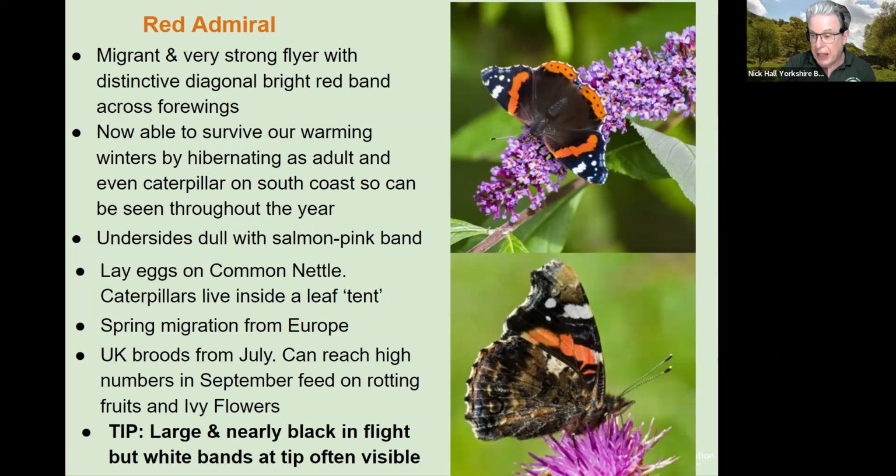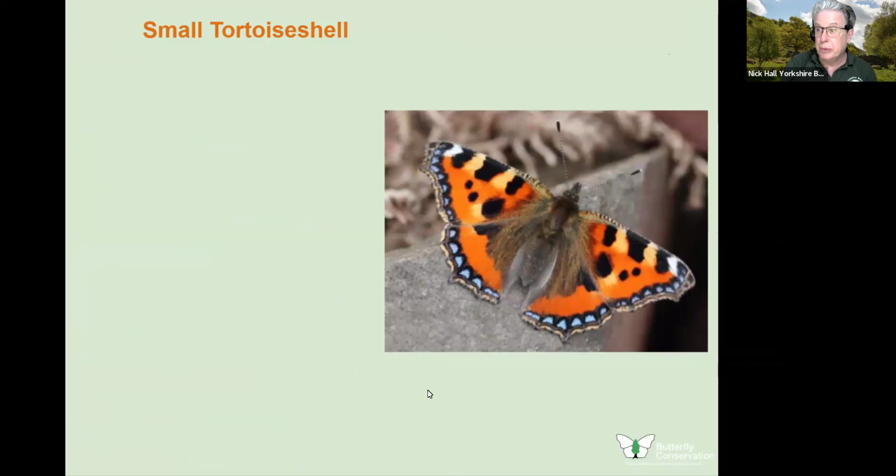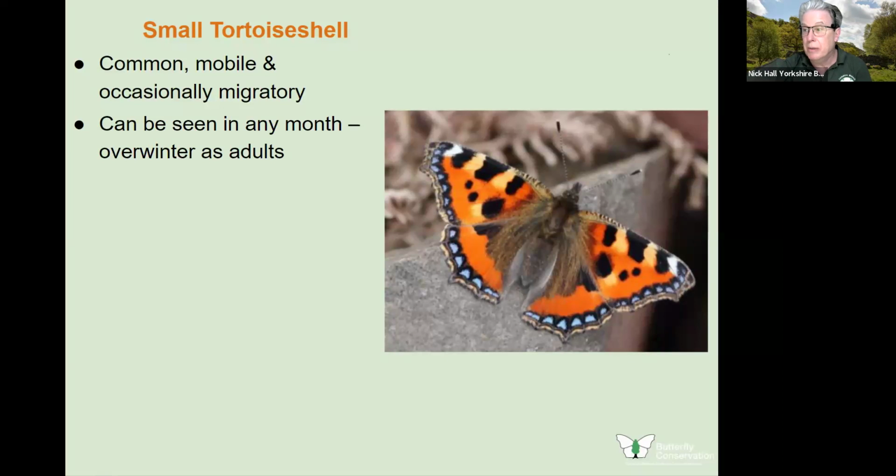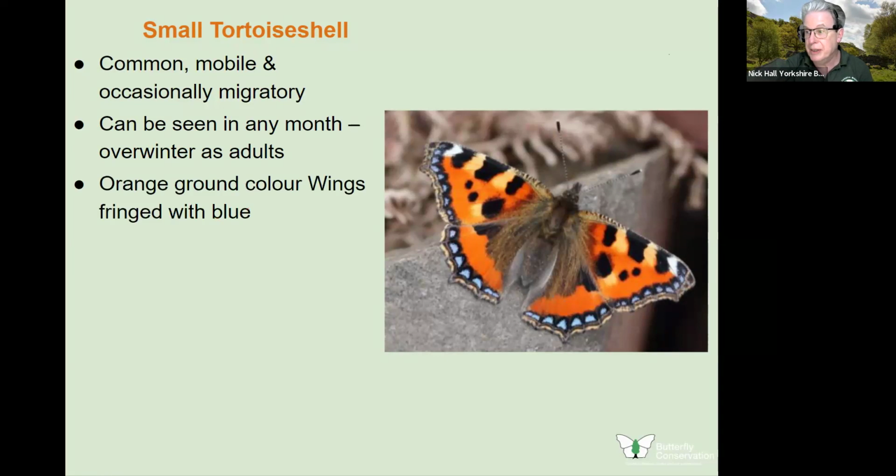So in flight, how you tell them, it's large, it's nearly black in flight, but those white bands here, you can see as it flies, usually, and that's how you tell it from other species. Small tortoiseshells you'll be familiar with. It's common, mobile, and it is also a migrant. Can almost be seen any month of the year, overwinters as adults. The important bit is the ground colour is orange and the fringe is blue.